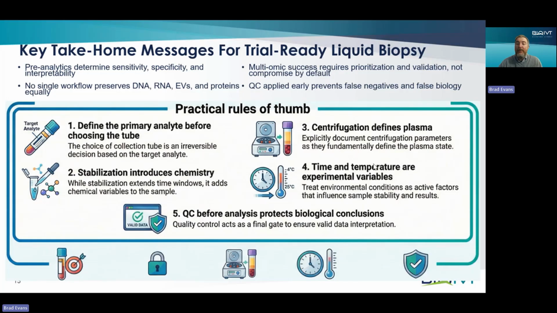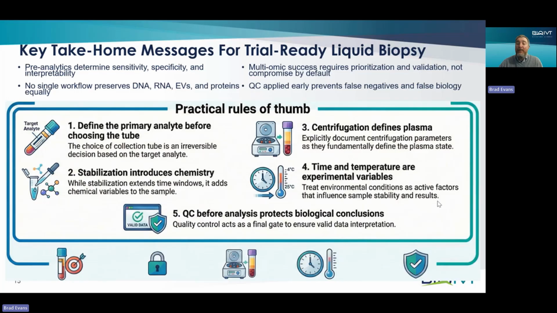By the time we sequence or run proteomics, much of the biological truth has already been shaped by how the sample is collected and handled. Second, there is no single workflow that preserves DNA, RNA, EVs, and proteins equally well. Multi-omic success requires prioritization and validation, not default compromise. Number three, centrifugation defines plasma. Spin parameters are not technical details. They define the cellular and vesicle composition of what you analyze.